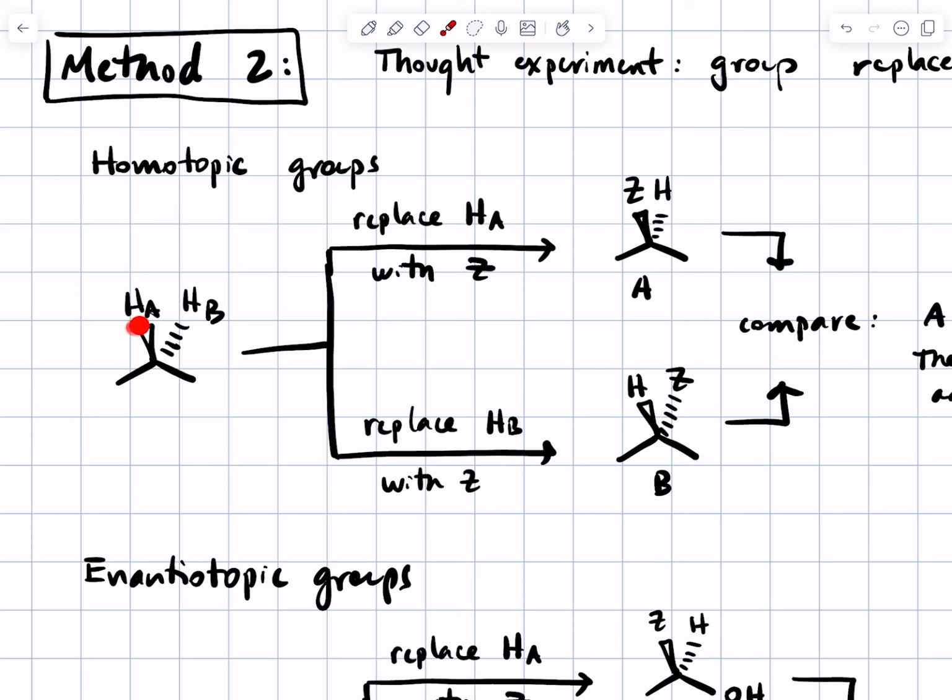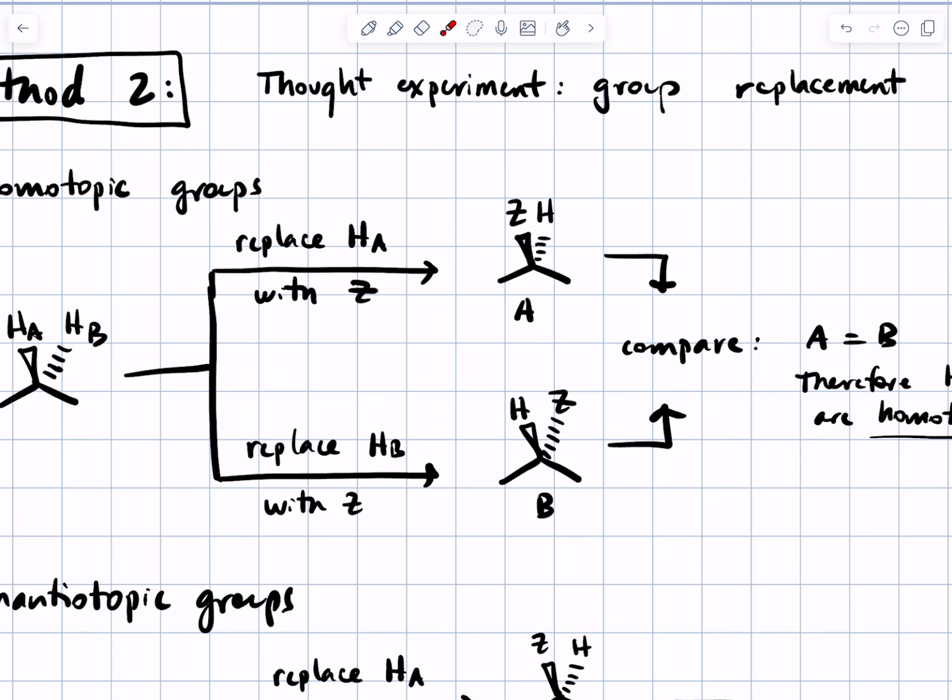So, for example, for homotopic groups, let's take propane. We already know that A and B are homotopic. This thought experiment replaces A with Z to generate this molecule, which I'm calling A. Then we replace HB with Z to generate this molecule, which I'm calling B. And then we compare molecules A and B. And in this case, a pancake flip shows you that they are identical. Okay? If you do this thought experiment and the two replacement molecules are identical, the groups are homotopic. Probably easier to see that just with symmetry instead of doing the thought experiment.